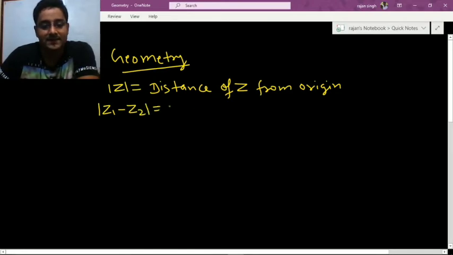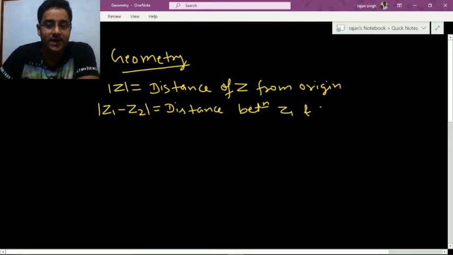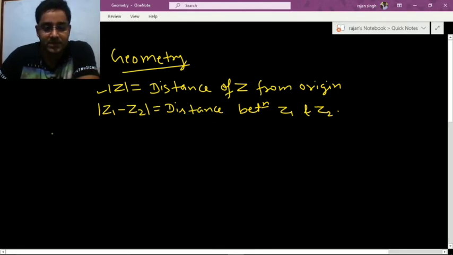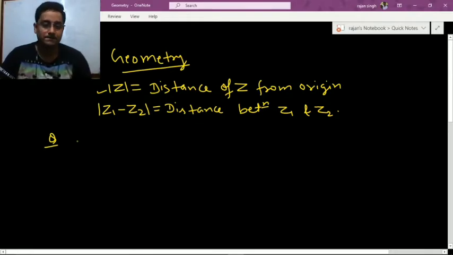What is this? This is the distance between z1 and z2. Keep this in mind that z1 minus z2 whole mod is the distance between z1 and z2. Actually, mod z is written as z minus 0. So we will see a question based on this z1 minus z2 mod.